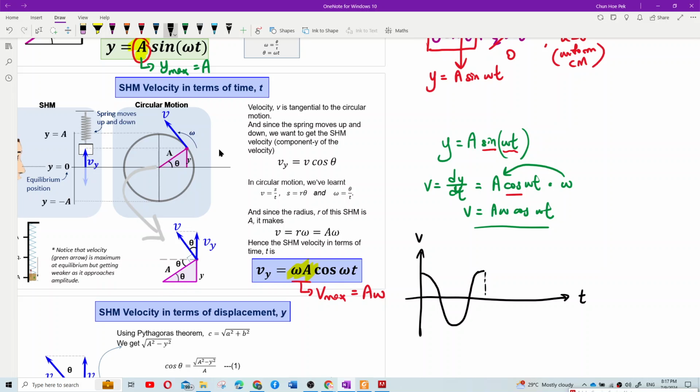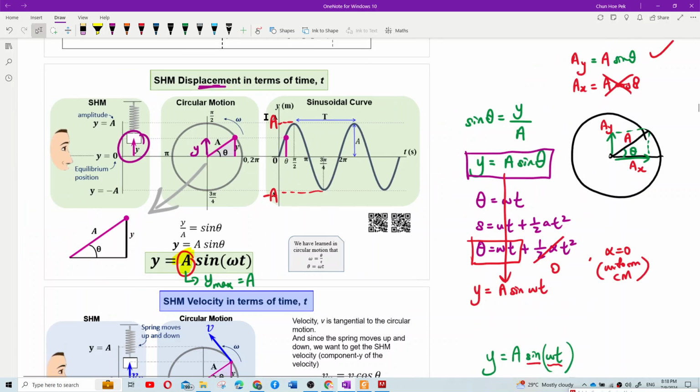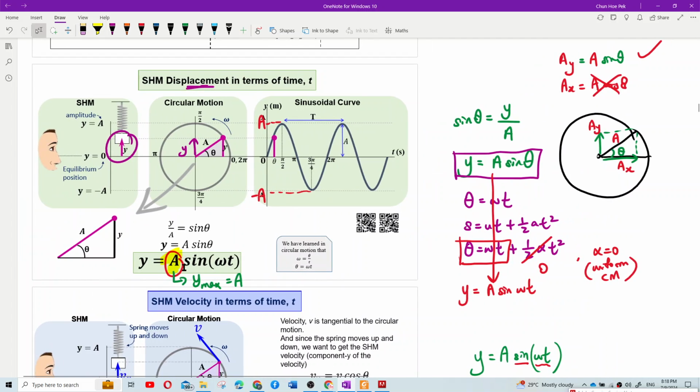Cos graph means like this. You get a period, 2 period, and here is A omega, and below is negative A omega. So it's a cos graph for the velocity graph. For the displacement graph it is a sine graph, because the equation is sine and the maximum is A. Understand, class?